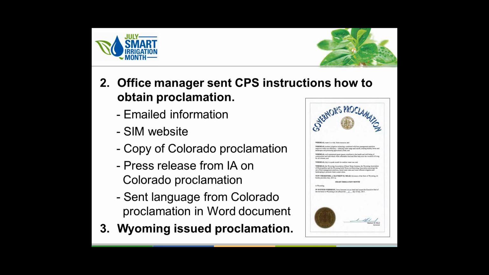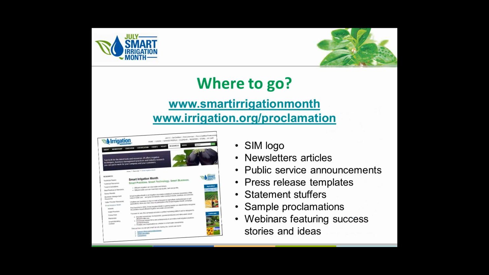And it took about 7 or 8 weeks for Wyoming to get back to us and actually issue the proclamation, but it was much more of a manual process than an automated process. So in your particular state, you may run into different types of challenges or systems to overcome in order to obtain a proclamation.